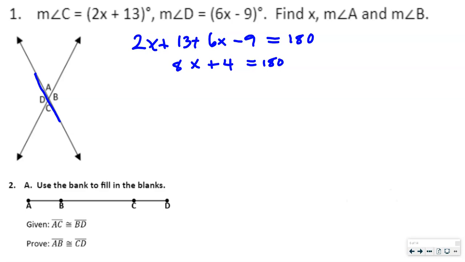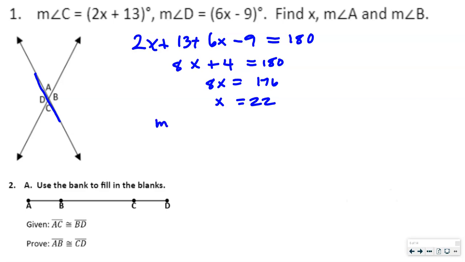And then when we subtract the 4 from both sides, that's going to give us 8x equals 176. And then we're going to divide both sides by 8. So x is equal to 22. Now it's asking us for the measure of A and B. So let's find the measure of angle C.